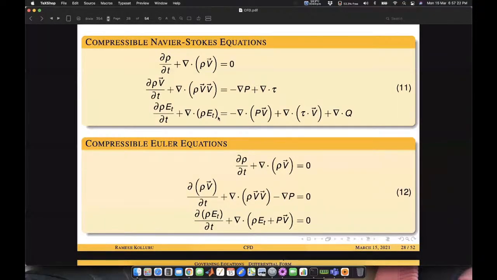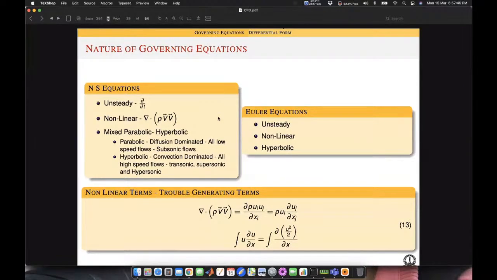So I have two forms of equations now: integral form and differential form. These are the primary forms of the equations that I'm looking at, and I would like to solve them based on the numerical method that I will be looking at. Now we have seen what these governing equations look like, and we would like to understand the nature of these governing equations.